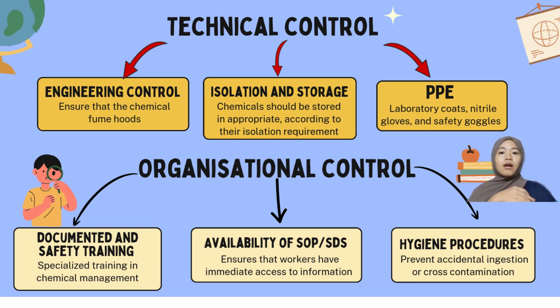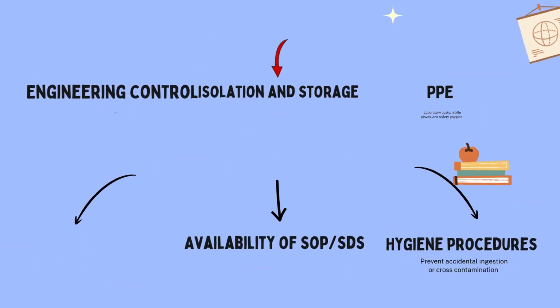Third, and finally, are our hygiene procedures. This is a critical everyday practice that prevents accidental ingestion or cross-contamination. This includes policies like no food or drink in lab areas, regular hand washing, and procedures for decontamination. Hygiene procedures are a simple yet powerful control that depends on everyone's diligent participation.